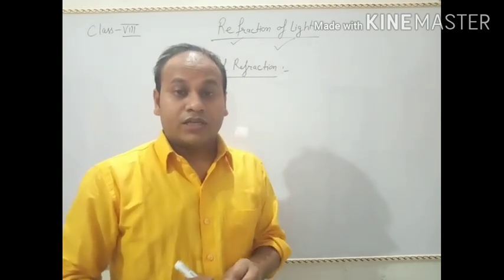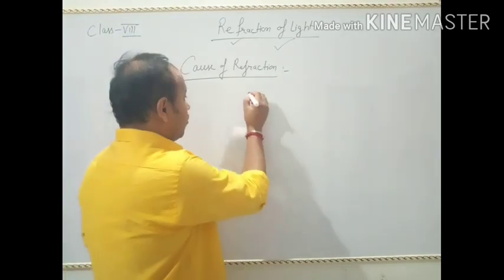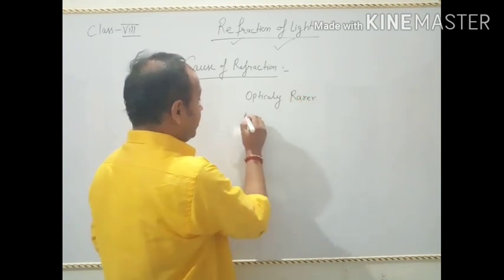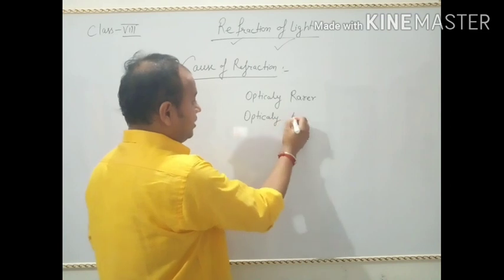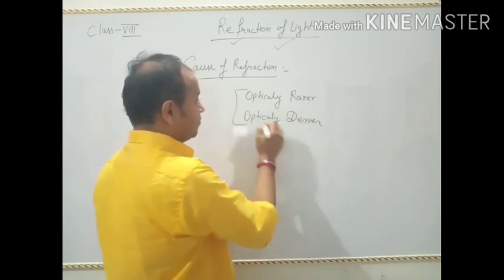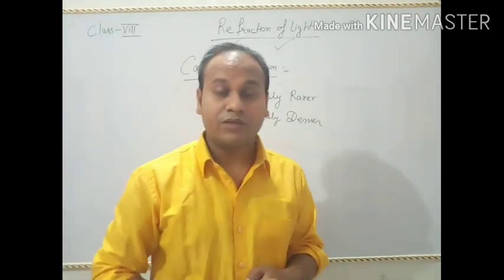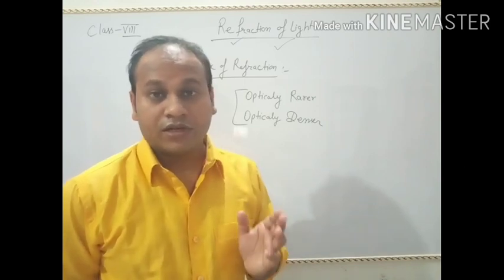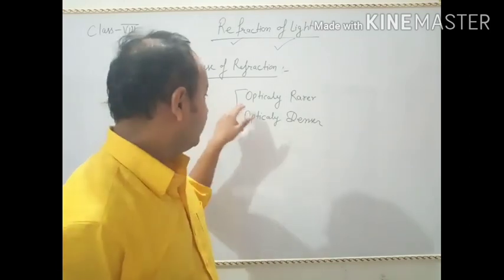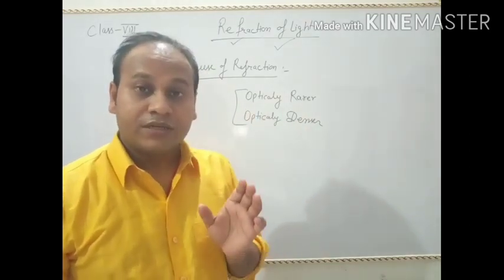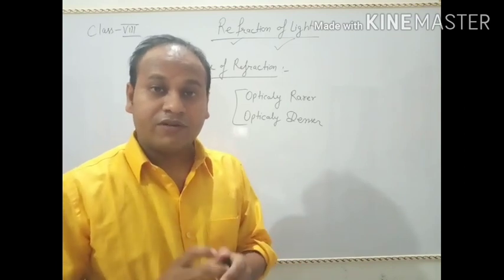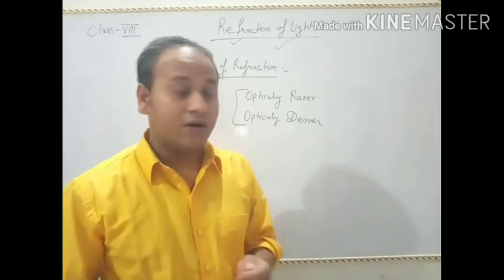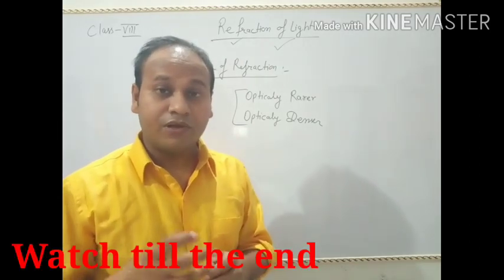But before that we should understand two things. The first is the optically rarer medium and the optically denser medium. There are two types of mediums through which light can pass. Obviously this will be a transparent medium, but some transparent mediums will be optically rarer, meaning there will be gaps between the particles and they will allow the light to pass through easily. Optically rarer means optical density will be less, and optically denser means optical density will be more.